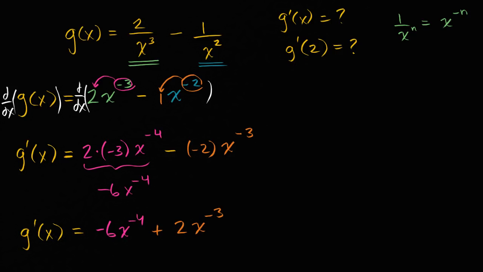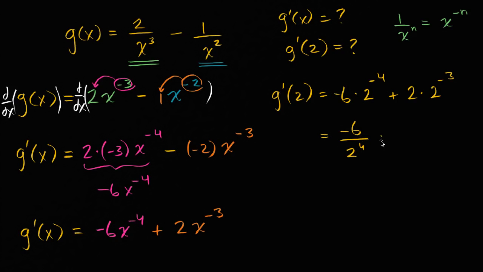Now let's just evaluate what g prime of 2 is. So g prime of 2 is going to be equal to negative 6 times 2 to the negative 4th power plus 2 times 2 to the negative 3rd power. Well, what's this going to be? This is equal to negative 6 over 2 to the 4th, which is 16, plus 2 over 2 to the 3rd, which is 8.